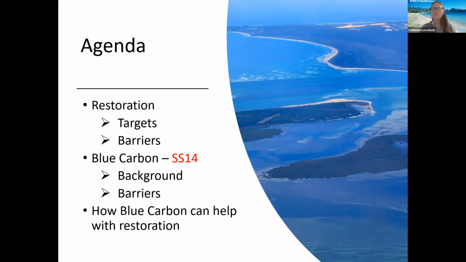And I'm pointing you here to session 14, which is a blue carbon session. It's got like 7 components. And there are some fabulous talks there, particularly about the new developments in blue carbon, which would be in seaweed and aquaculture. There are talks about other ecosystems, and so I encourage you to go and have a look at session 14 for some of my colleagues there. I'm going to give you a brief background on blue carbon and then talk about some of the barriers for implementing blue carbon strategies globally. And then finally, I'm going to talk about how blue carbon can help us with restoration.